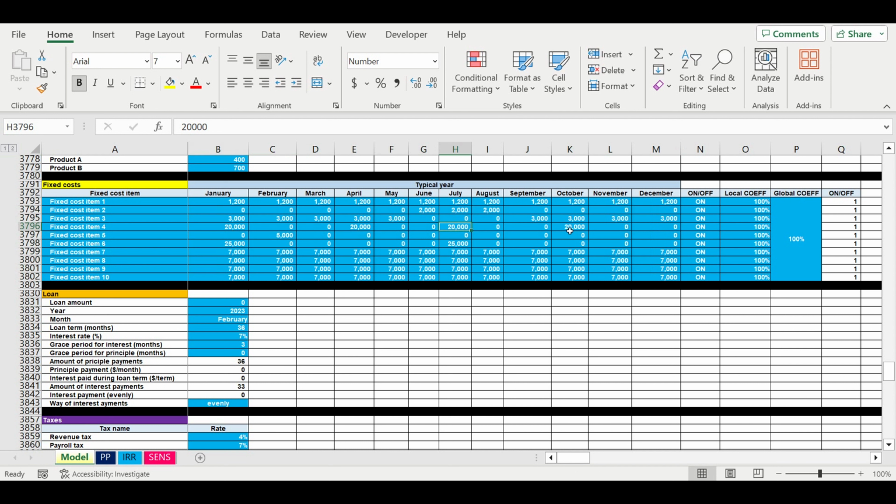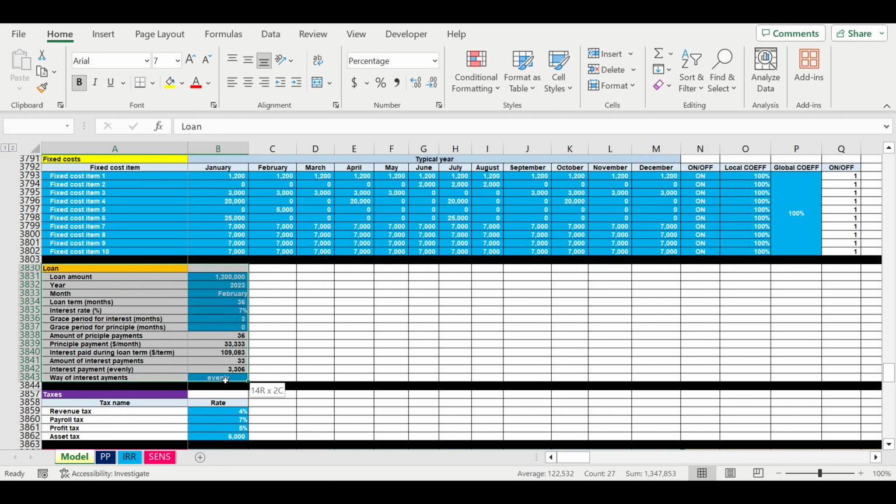That's why, for the next block of inputs, we create a typical year and allocate all fixed cost items inside of it. Some costs will be stable from January till December. Some costs will appear once in 2 months, or quarterly, or once in half a year. Others may have some seasonality or have some unique algorithms. You can specify it here.